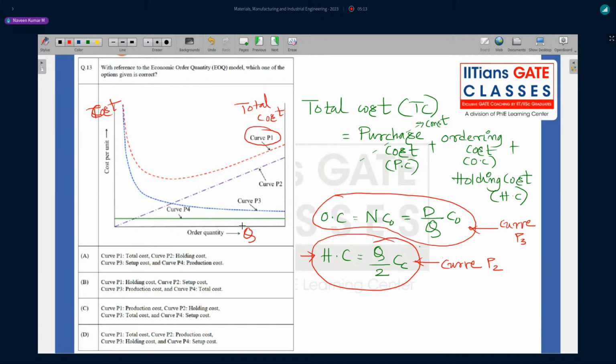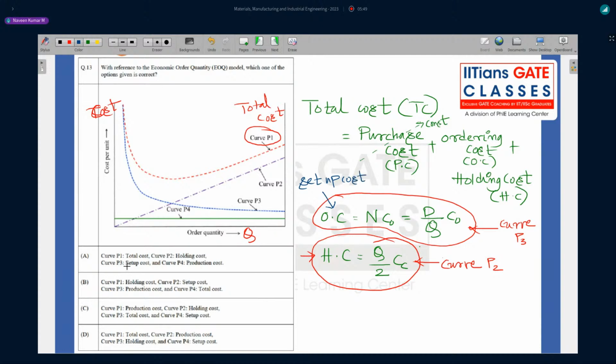And you might wonder, what is this P4? So let's go to the options. In option number 1, what is given? Curve P1 represents total cost. Yes, it is true here. Curve P2 represents holding cost, and obviously what we have written is right. Curve P3 is representing the ordering cost, and there is another name for this also, and that name is setup cost. So we can say ordering cost or setup cost.